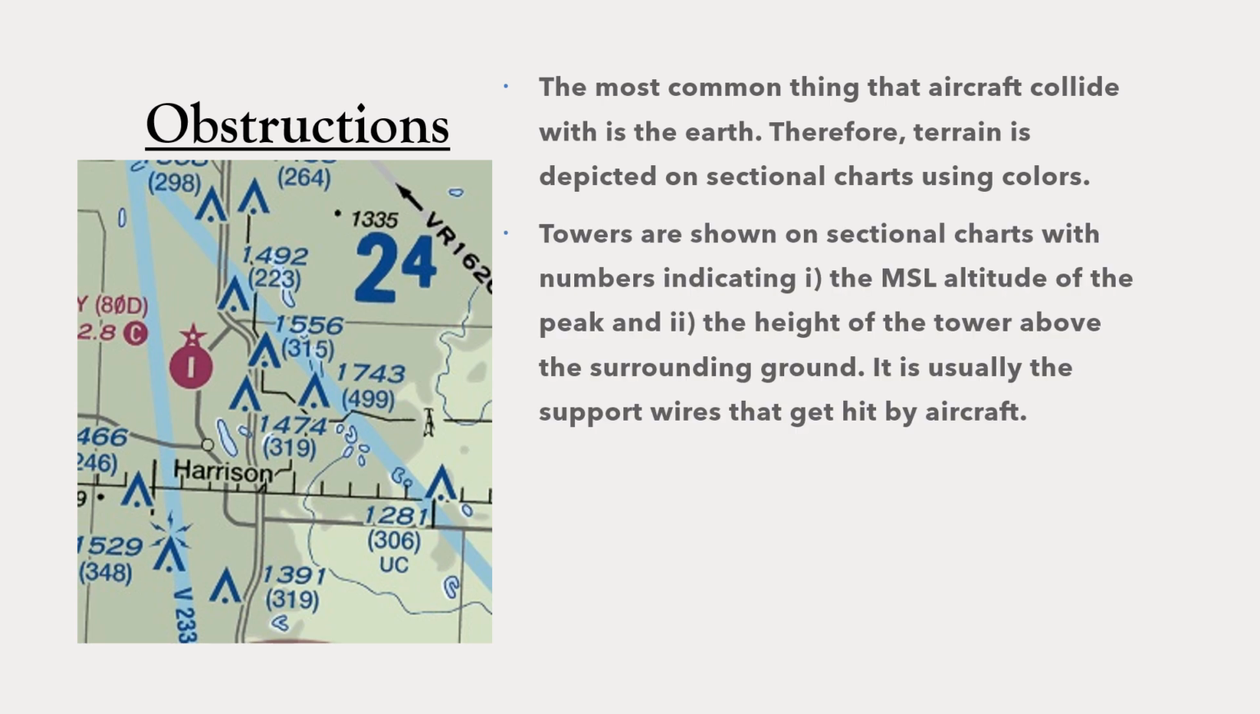Towers have two numbers next to them. The top number indicates the altitude of the top of the tower relative to mean sea level. The bottom number indicates the height of the tower relative to the ground. So if we do a little math, we can also use any tower to know how high the ground in that area is above sea level.